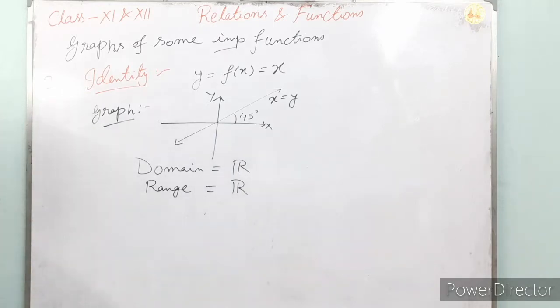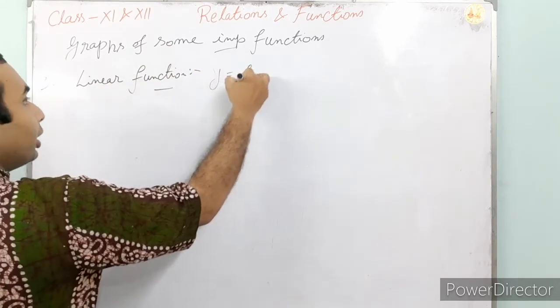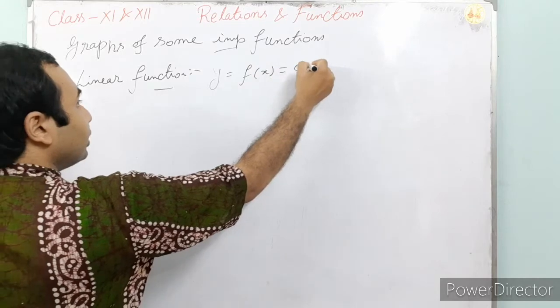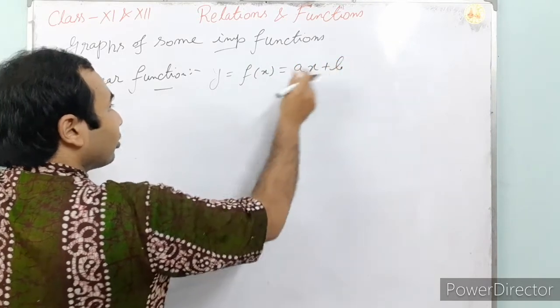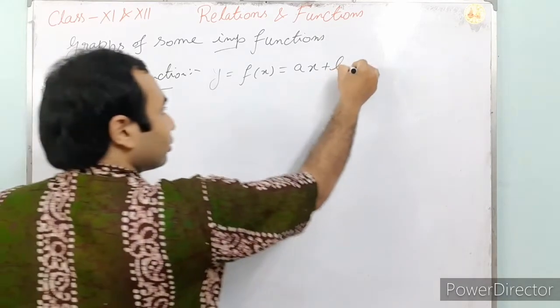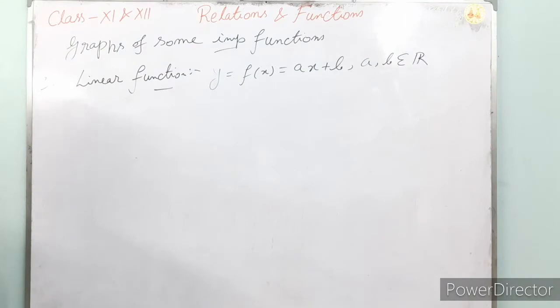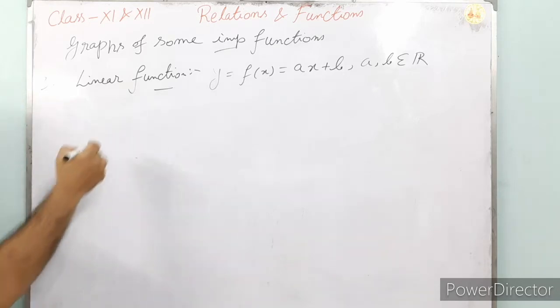Okay. Now our next function, y equals f(x) equals ax plus b, where a and b both are real numbers, a, b belong to R. What will be the graph of this function? Actually there are two diagrams.